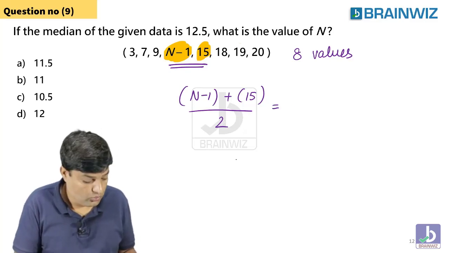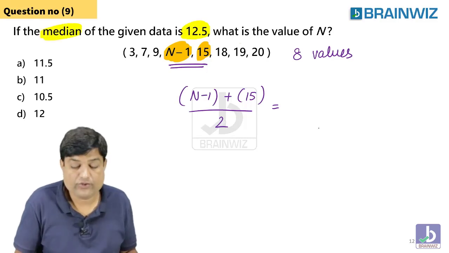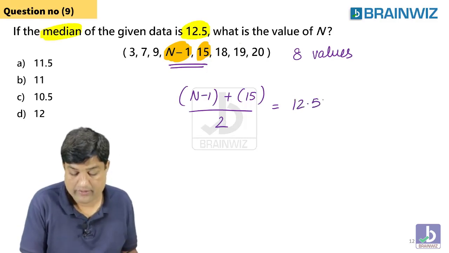That seems to be given to you. What is that value? The value is 12.5. So the median is 12.5, which is already given to you. I'm writing 12.5 over here.